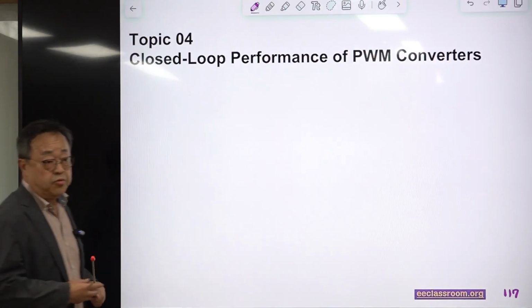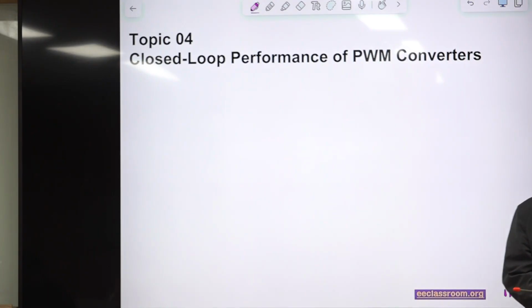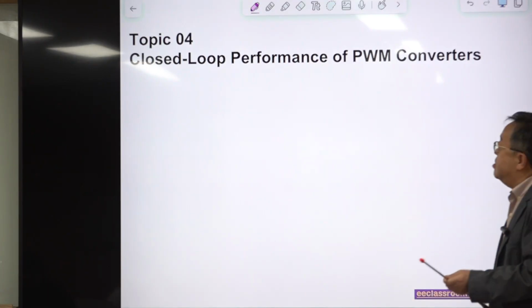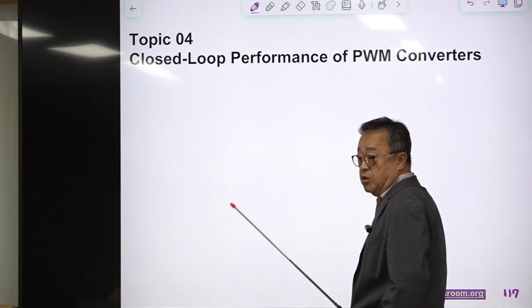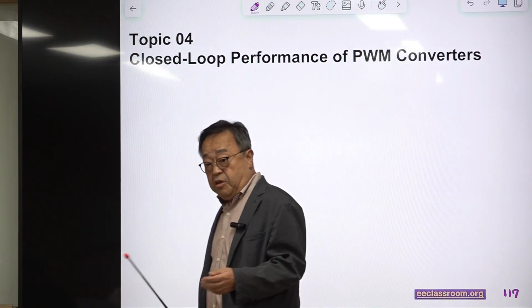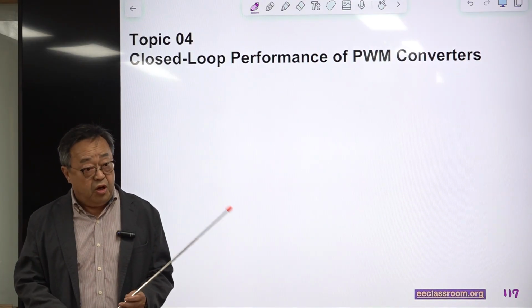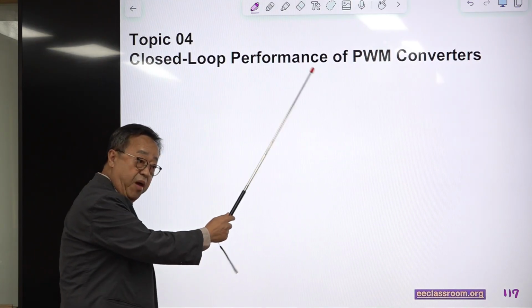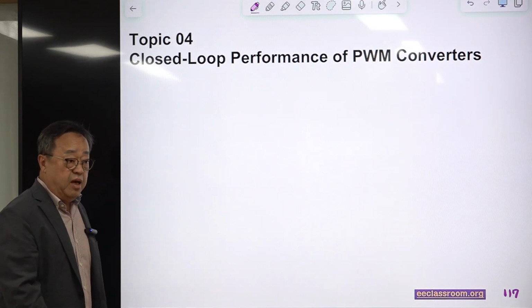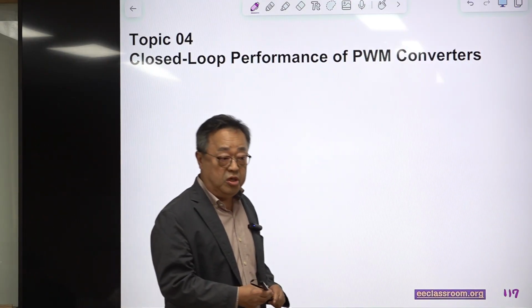Today we start out with a very interesting topic in this lecture. The topic is closed loop performance of PWM converters. So why closed loop? We want to regulate our voltage at a constant value. For that, we have to have a feedback mechanism embedded in the system, and the purpose of that is to have DC regulation of our voltage.